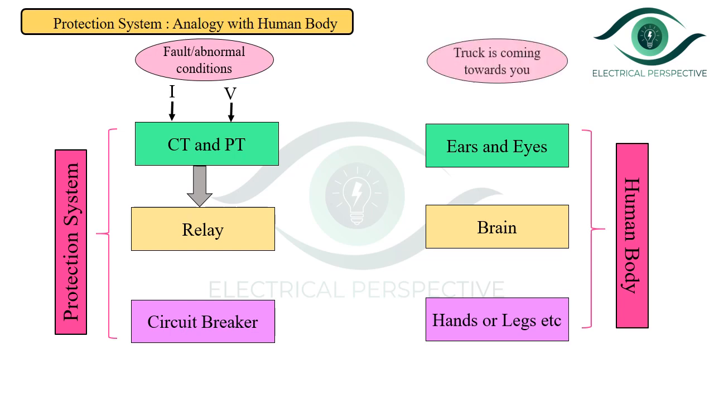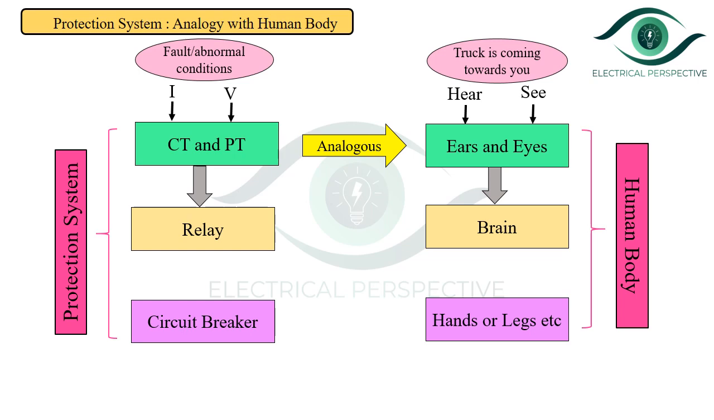Suppose you are crossing the road and you see the truck, that is the heavy vehicle, coming towards you, and you also heard the sound of the horn. So what is happening? Your eye sends signal to your brain when you see the truck coming towards you. Similarly, your ear also sends signal to your brain after hearing the horn. So we can say that CTs and PTs are analogous to ear and eyes of the human body, as the function of both is to send signal to the relay and the brain respectively.